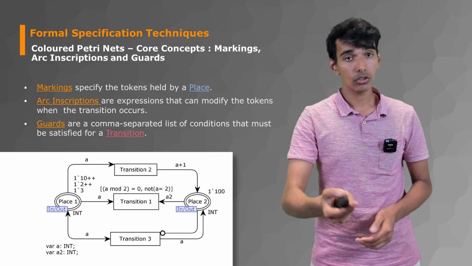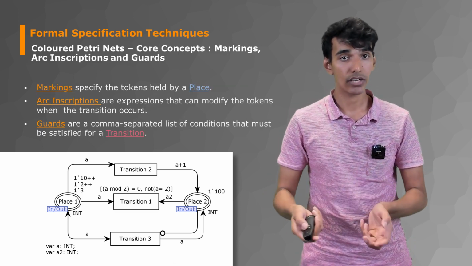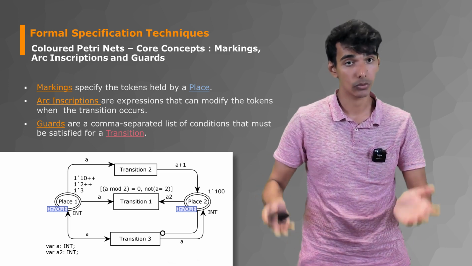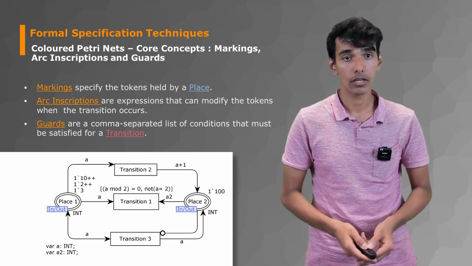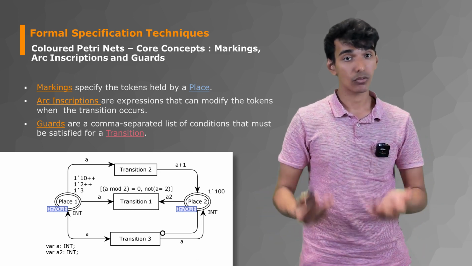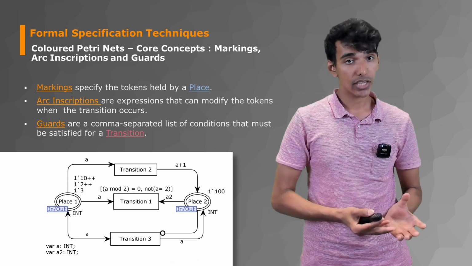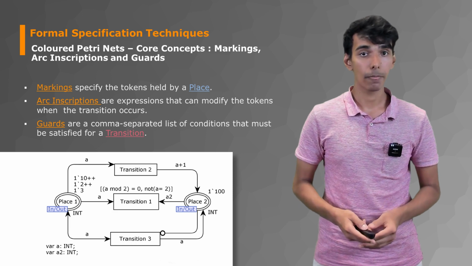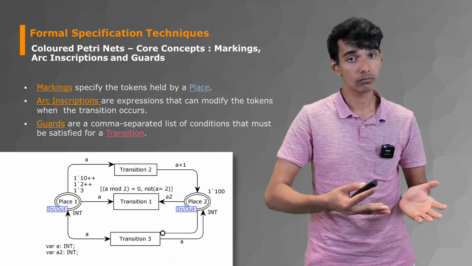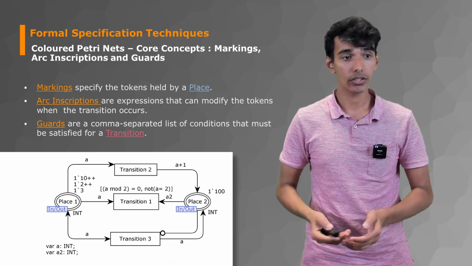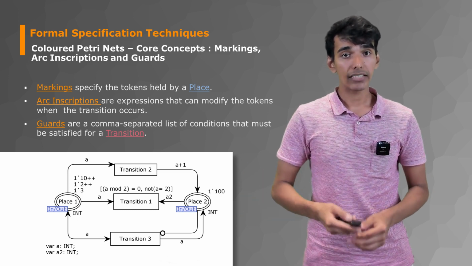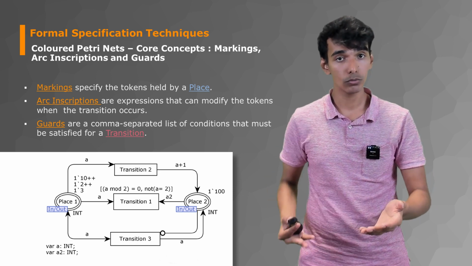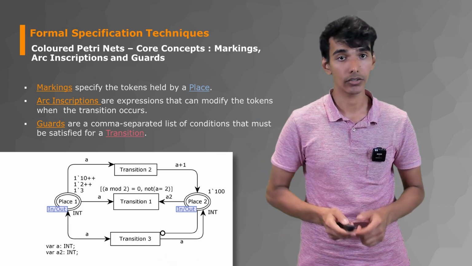As we said before, markings are what specify the tokens held by a place. We talked already about 10, 2, and 3 that are held by place 1. Arc inscriptions are expressions that can modify the tokens when the transition occurs. For example, when you have place 1 and transition 2 going into place 2, if you look at the inscription of the arc going from transition 2 to place 2, you see that there is an a plus 1 in there.